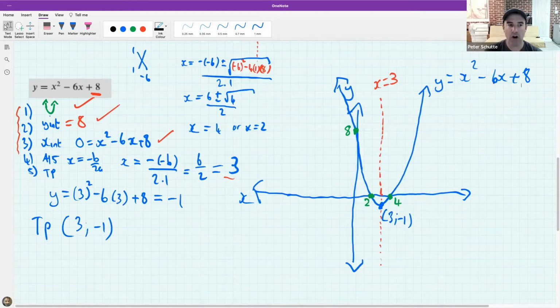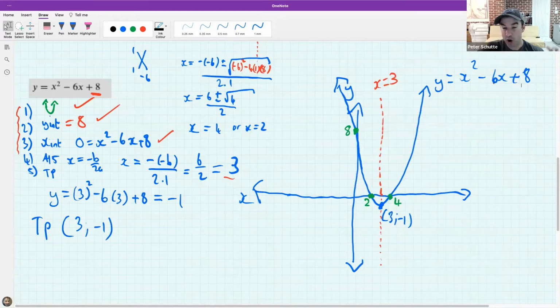So what are the steps? Step 1 is do all the working out. Okay, so that is the 5-step process. Then when we come to drawing our graphs, we do the axis of symmetry first. We then do our points. We then draw our graph. And we then label everything.